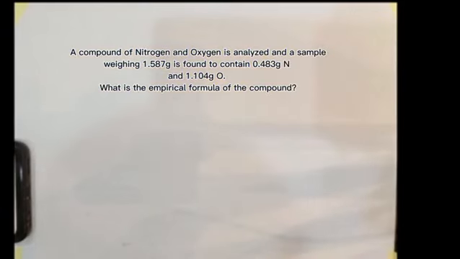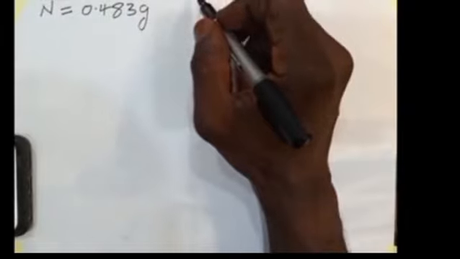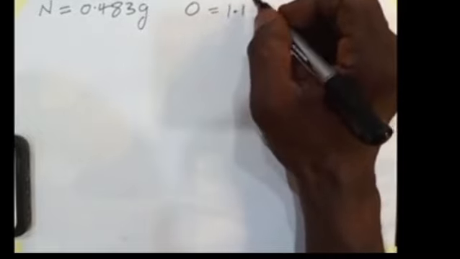Starting with question number 1. It says the compound of nitrogen and oxygen is analyzed and a sample weighing 1.587 grams is found to contain 0.483 grams nitrogen and 1.104 grams oxygen. What is the empirical formula of the compound? So from this problem, we can see that the mass of nitrogen given to us here is 0.483 grams. And we can see that the mass of oxygen given to us here is about 1.104 grams.